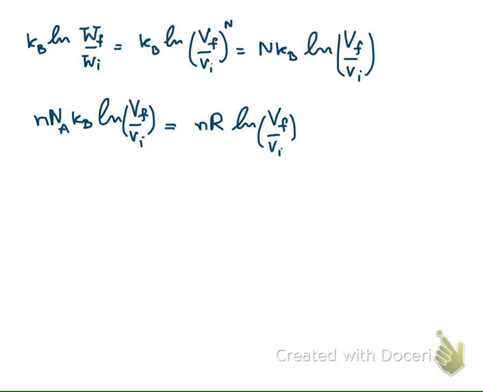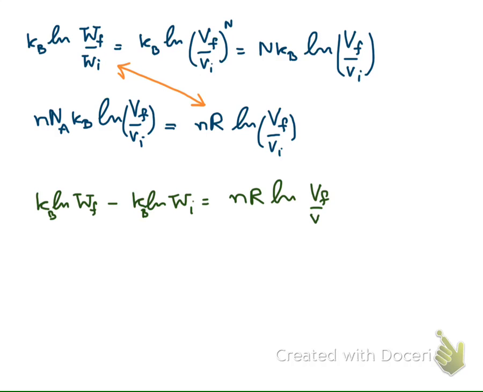If we equate these two terms and do some algebra, we will have that kB log Wf minus kB log Wi is equal to n R log Vf over Vi. But you can see that n R times log of Vf over Vi is equal to the change of the thermodynamic entropy of the free expansion.